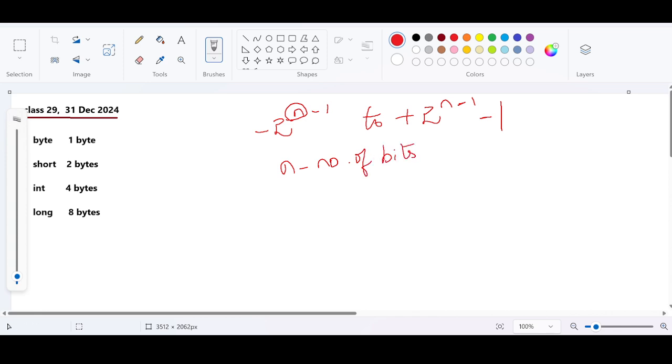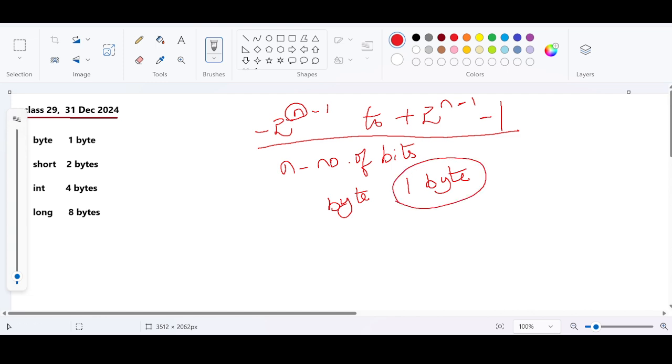We know that the byte data type consumes 1 byte of memory. To substitute into this formula, we need to understand how many bits of memory the byte data type consumes. So 1 byte is equal to how many bits? You just multiply by 8, so that you get the number of bits. So 1 byte is 1 into 8.